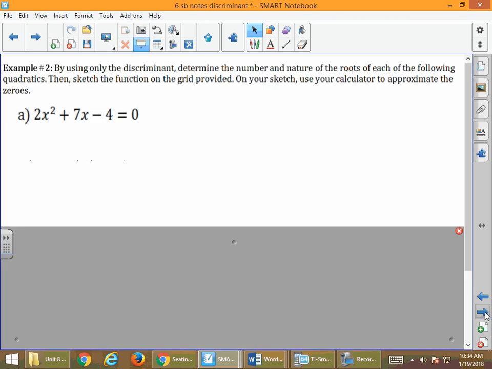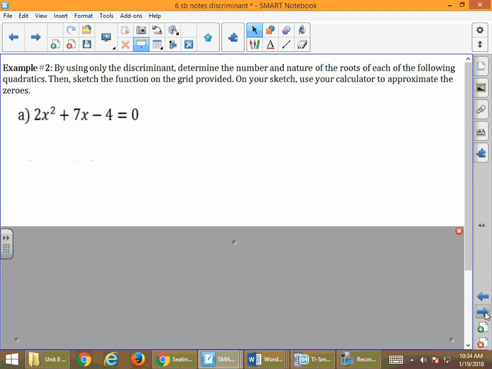But as we look at this back page here, I'll try not to go too fast, but I'm going to go faster than I would like. By using only the discriminant, determine the number and the nature of the roots of each of the following. Then sketch the function on the grid provided. I have the sketches in here. You may need to go back and fill them in later. I'll try to show them, but we're on limited time here. And that's something that you can type in your calculator to get the sketch.